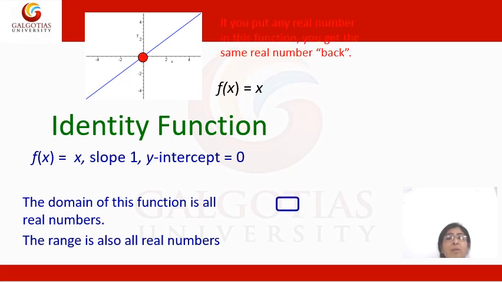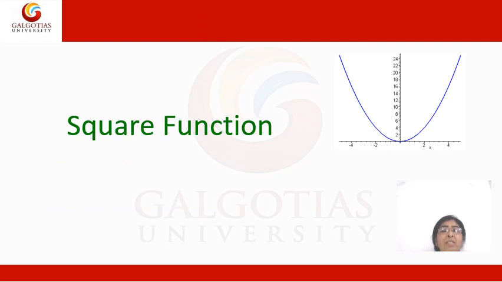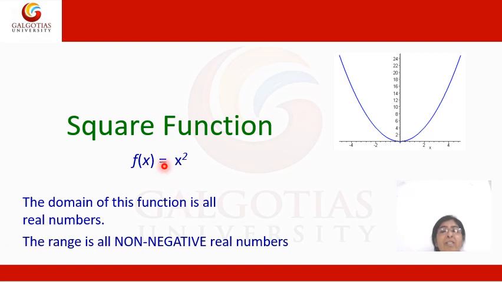Next is the square function. How will you define a square function? If your function f of x is equal to x square, or you can say y is equal to x square, it will be an upward parabola. If you take various points of x, corresponding to various points of x you are getting f of x. When you join these points, you will get a parabola in the upward direction. The domain of this function is the whole real line and the range is all non-negative real numbers.